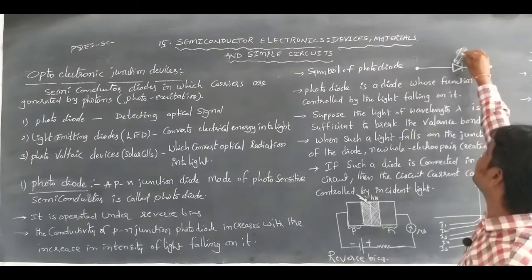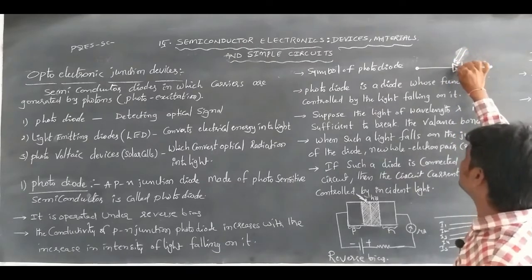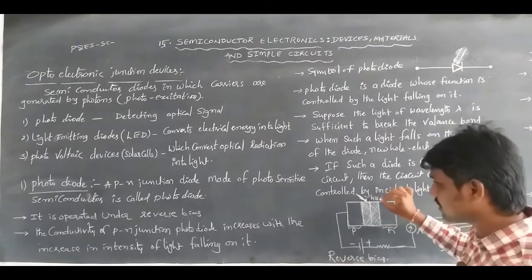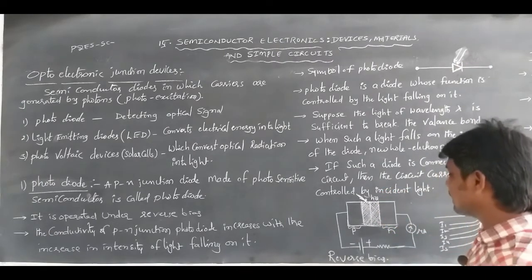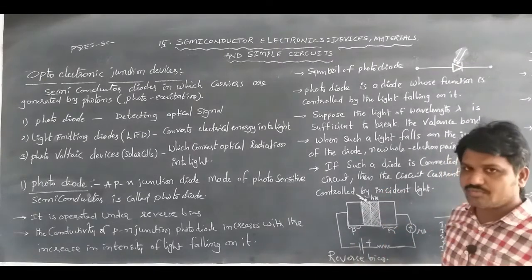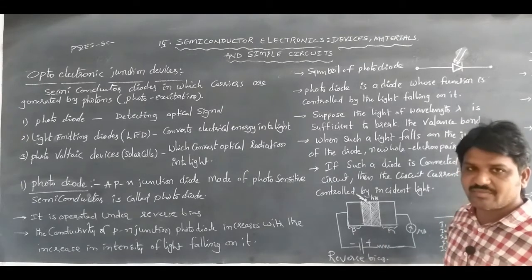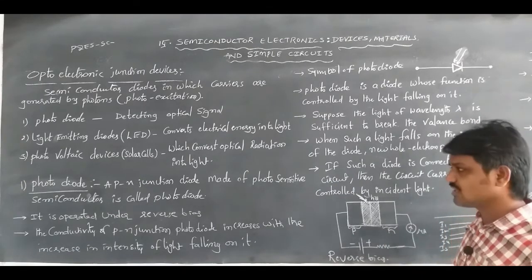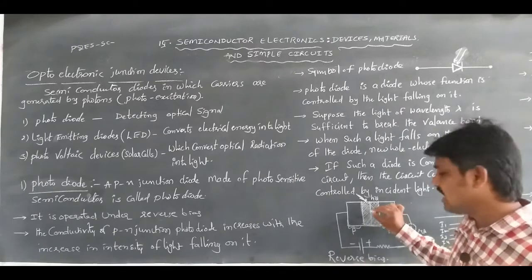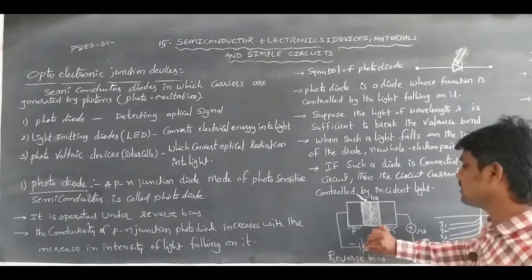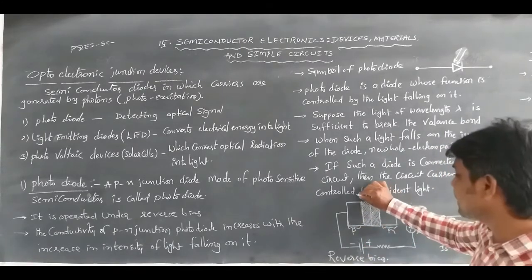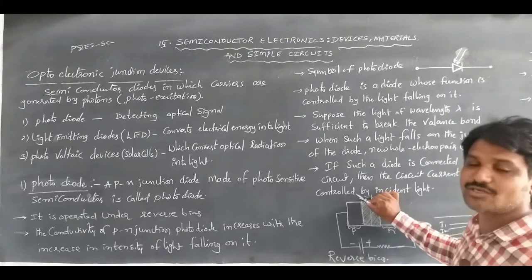The arrows mean light is incident on the diode. So here also light is incident on the diode. Here the PN junction diode, which is made up of photosensitive semiconducting materials, is the photodiode. It is connected in reverse bias, so it can be controlled by the light incident on it.